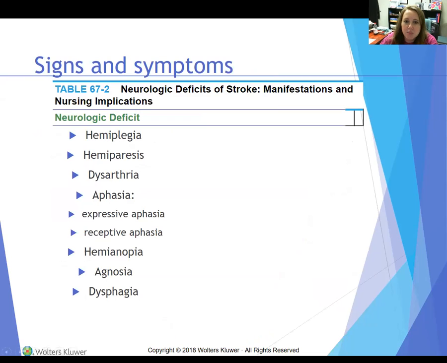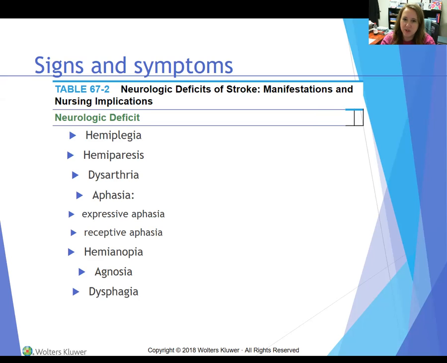There's a chart in your book that's a really good one that I'd like you guys to look over, and I put it in the reading guide as well: the neurological deficits of stroke and manifestations. And then it has another column that lists nursing implications, so things you can do for people who have these deficits. That's really important for you guys to know.